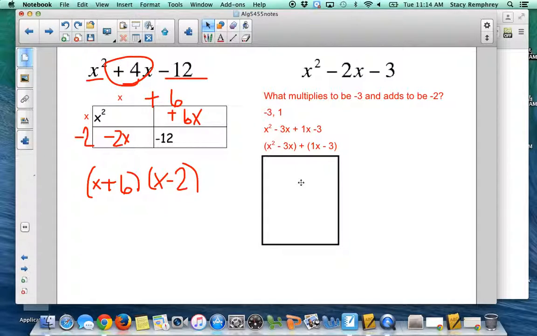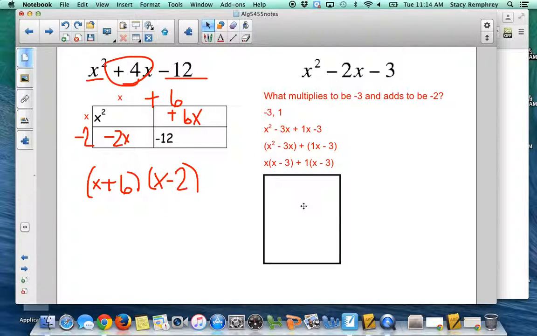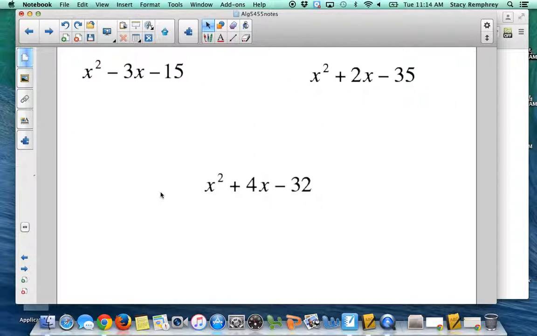I grouped the first two terms and the last two terms. I factored out the greatest common factor from each. When I do that, now I have x minus 3 in this term, x minus 3 in this term, so I factored that out, and I was left with x plus 1. On the next slide, I'd like you to push pause. I would like you to try these and then come back to check the answers.